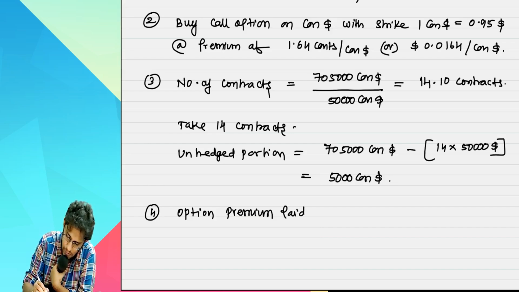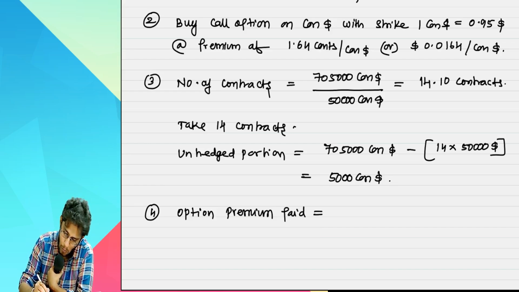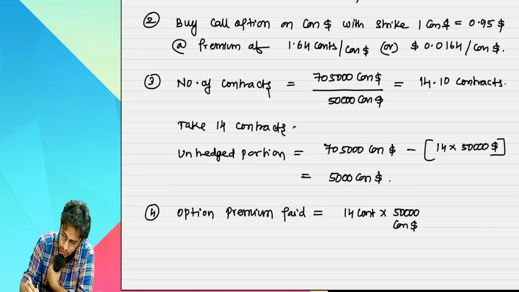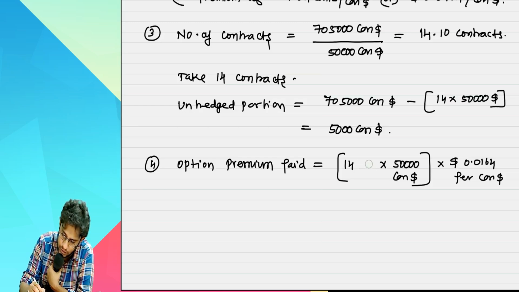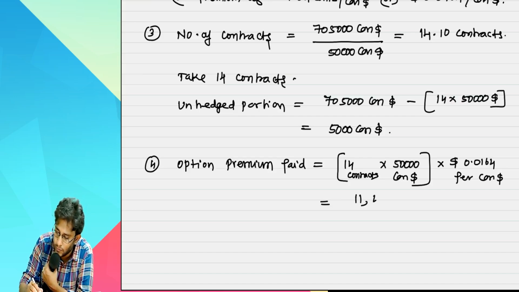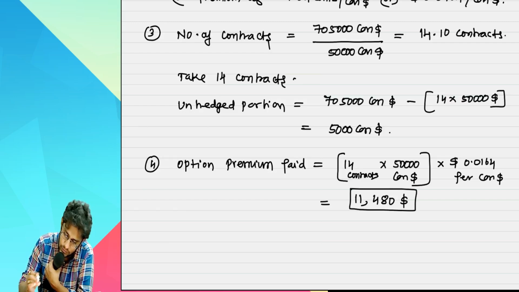Option premium paid: 14 contracts into 50,000 CAN dollars into $0.0164 per CAN dollar. Fine, answer to tell. What is this? US dollars. This outflow today, definitely.